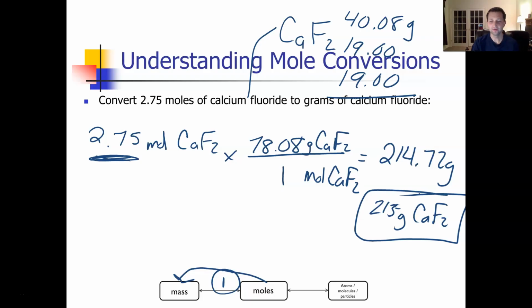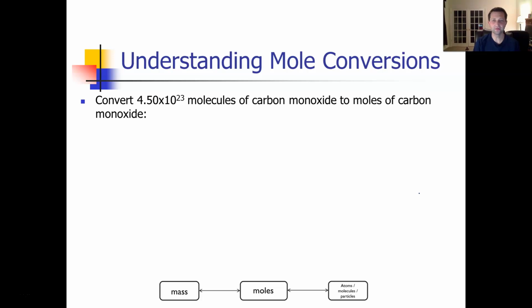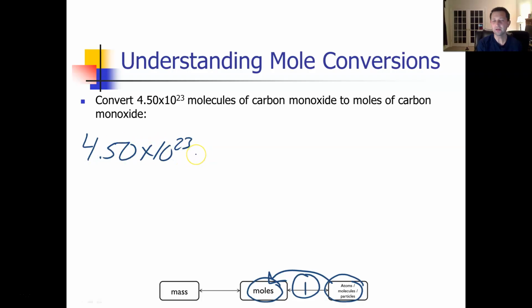We're going to move on to the other side of our mole conversion roadmap here, and we're going to look at molecules. So if we have 4.50 times 10 to the 23rd molecules of carbon monoxide, convert that into moles. We're going to start here, go here, one step. So let's set it up. Molecules, you could either write the whole word out or just put M-O-L-E-C. Don't put M-O-L, that's mole. Don't put M-O-L-E, that's mole. You have to put M-O-L-E-C at least. Carbon monoxide is CO.